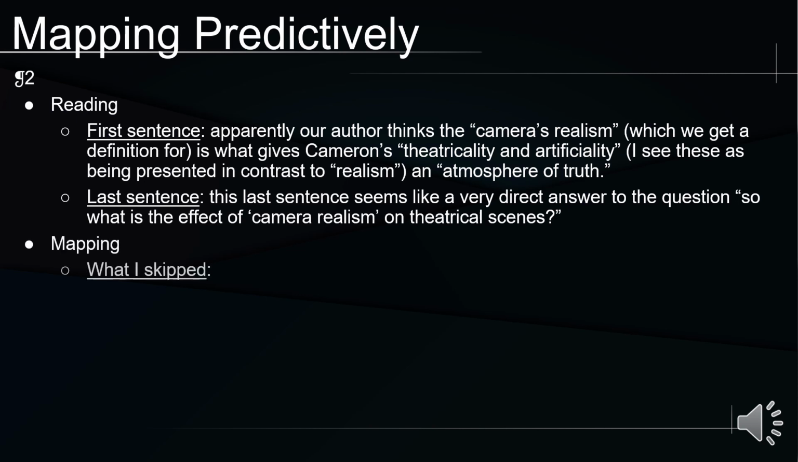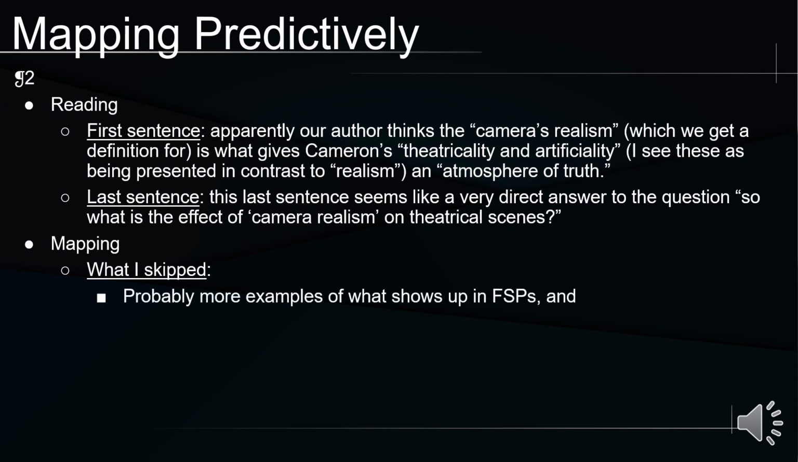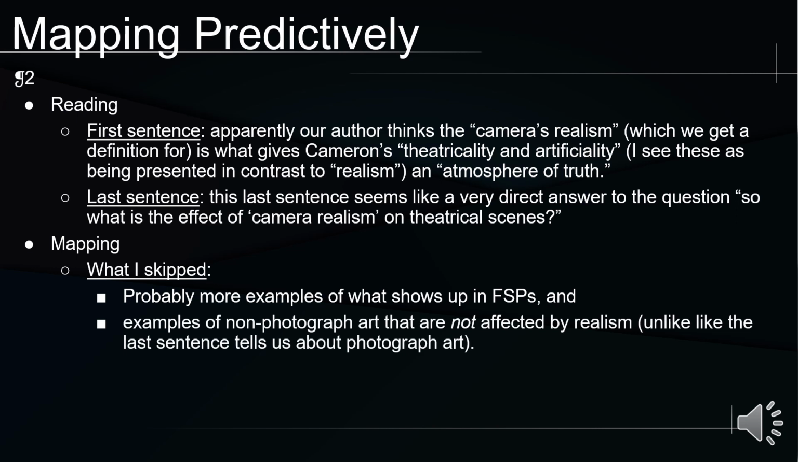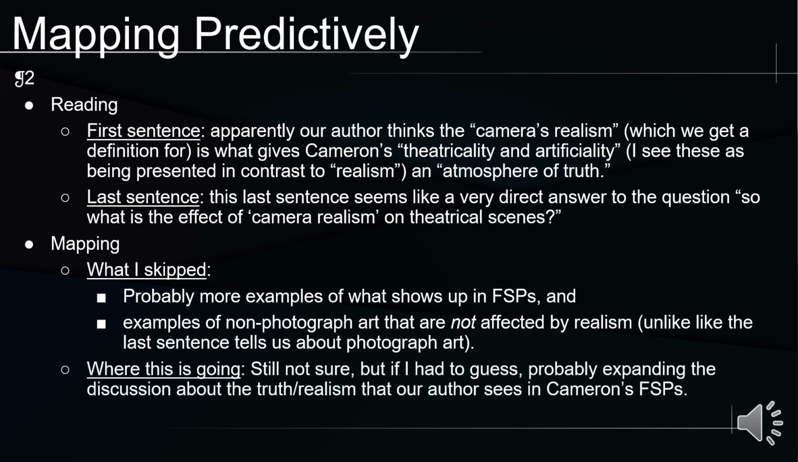In terms of mapping this out, the stuff that I skipped, again, probably more examples of what shows up in FSPs, and examples of non-photograph art that are not affected by realism, unlike the last sentence, which tells us that photograph art is affected by realism. Where this is going, I'm still not sure, but if I had to guess, probably expanding the discussion about the truth and realism that our author sees in FSPs. Again, I don't really have a very clear idea of where and why the author is going to go in a certain direction, but if you force me to guess, this is what I'd say.